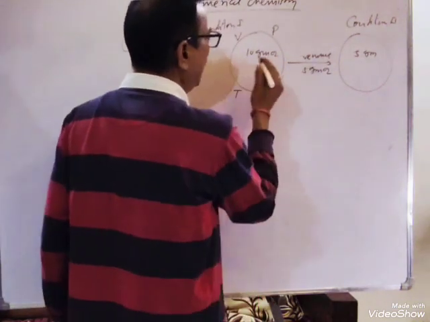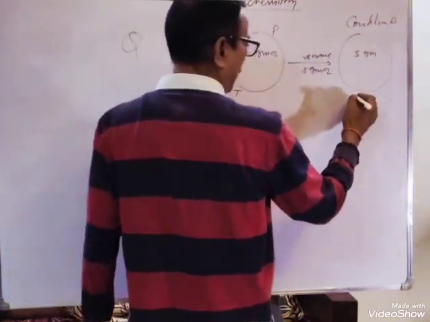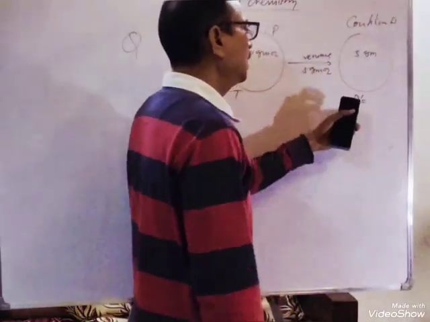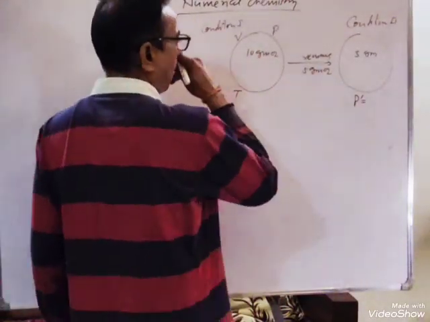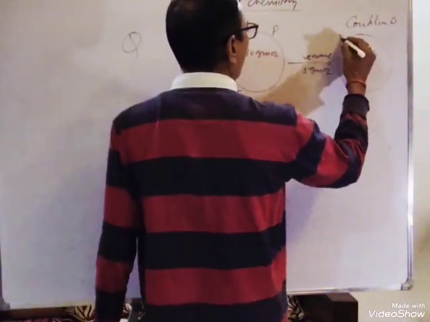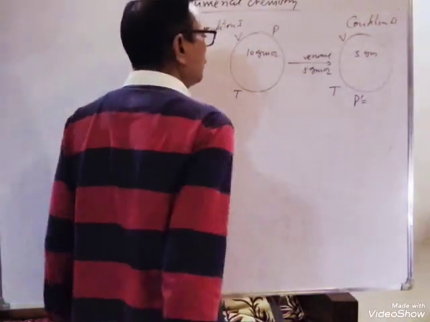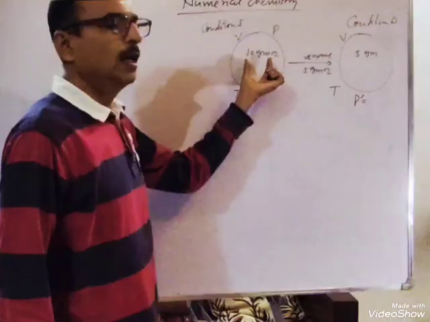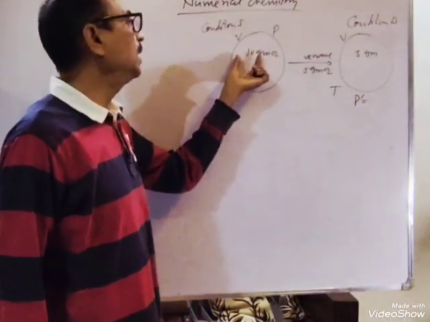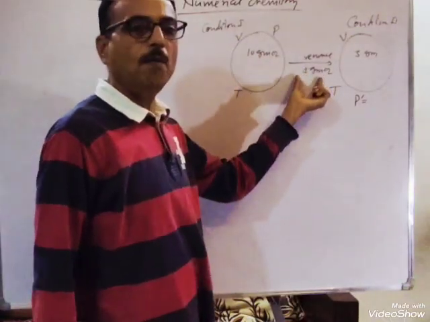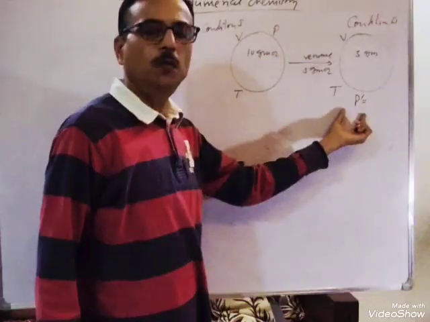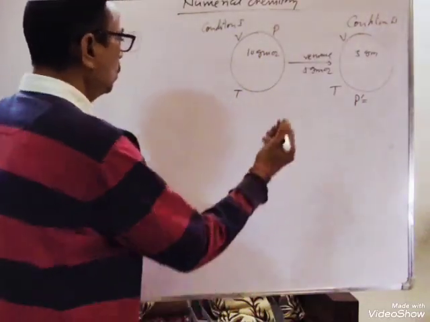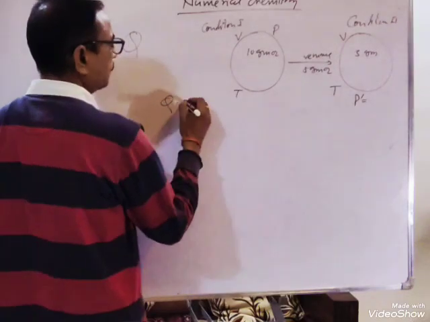So you have to find out the new pressure. What will be the new pressure? Suppose the pressure is P. Volume remains same, V, and temperature is T. So the question is, in a vessel 10 gram oxygen is present. If we remove 5 gram of oxygen, what will be the new pressure if temperature and volume remain constant? So you write the question.